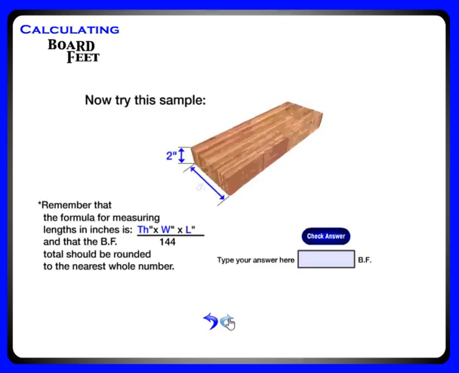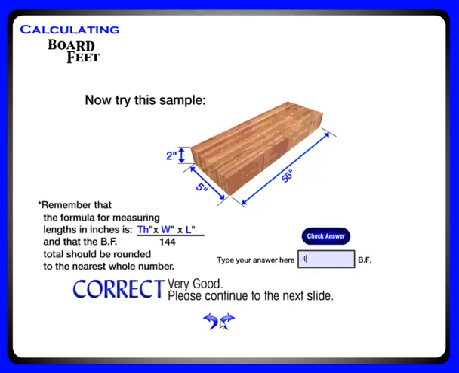All right, so now we'll try another sample. This one is all in inches, so 2 inches thick, 5 inches wide, 56 inches long. Again, hit the pause button. You're going to divide this by 144 because it's all in inches. The answer for this is roughly 3.888 board feet, but we're going to round that up, remember? So that would be 4 board feet.